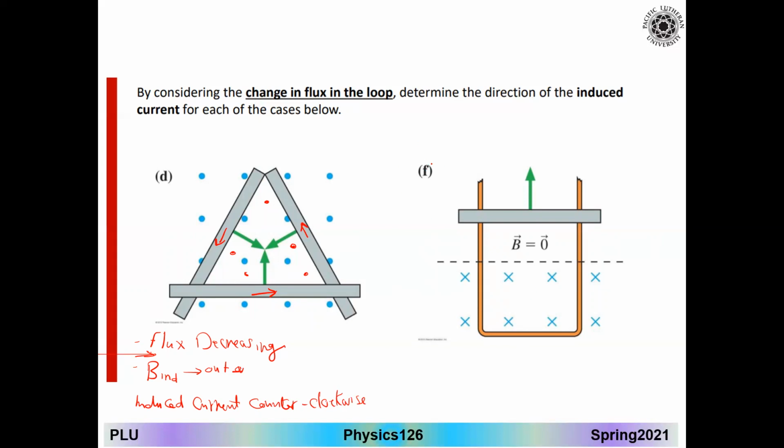Let's see the last example, in figure F. The rod moves up, away from or out of the magnetic field area. No matter what the loop size is, since it is out of the magnetic field, the flux will be constant.